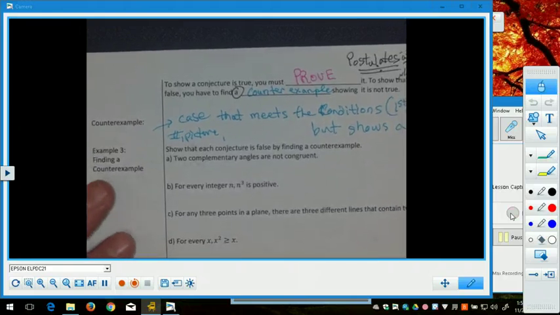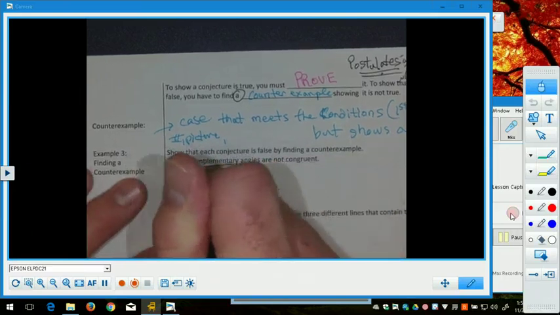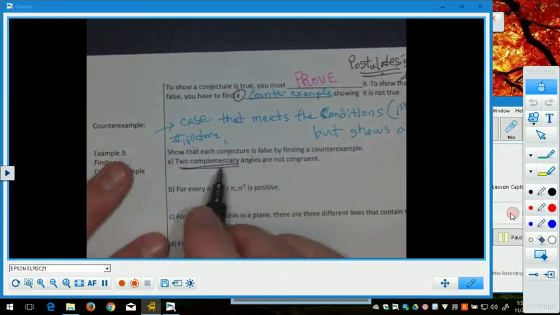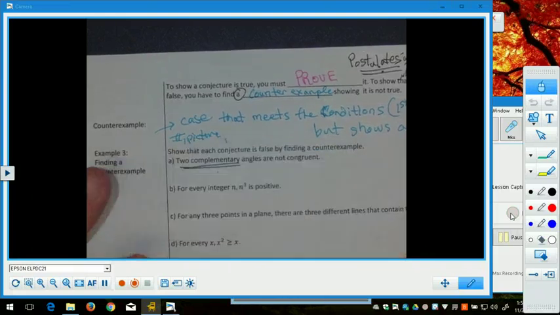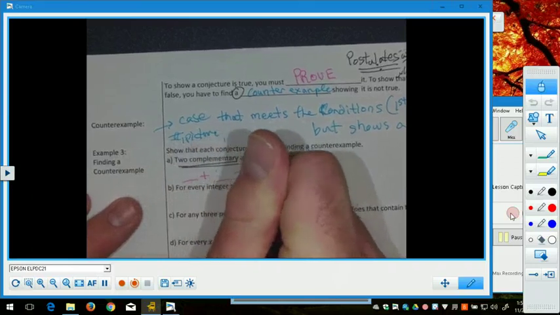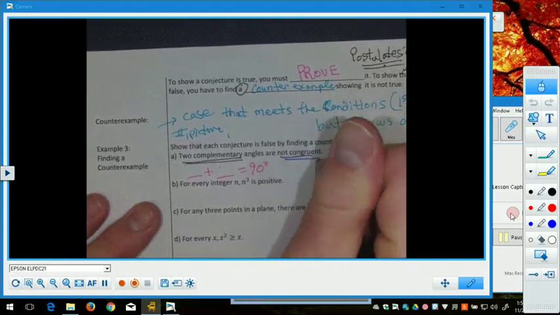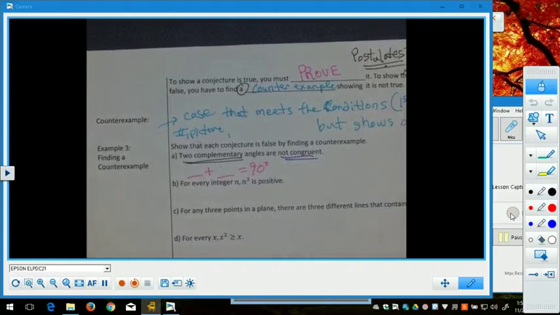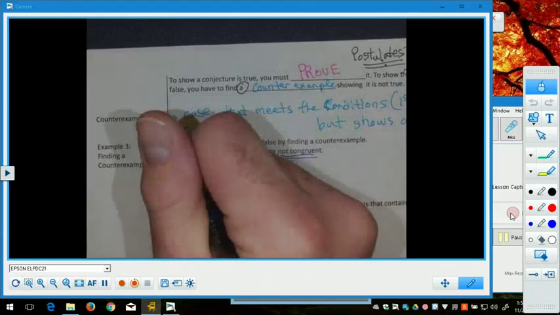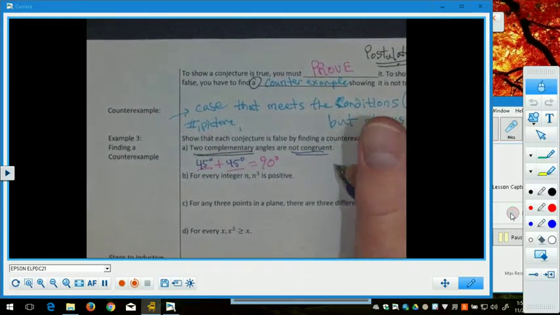Two complementary angles are not congruent. So the condition is the first part. What I'm going to find for my counterexample has to be complementary angles. So my angles, whatever I pick, they better add up to 90. If they don't, then it's not a counterexample. But they're saying that they're not congruent. If I'm going to prove this false, I need to find something that would actually be congruent. Well, most of you already know what it is, right? 45-degree angles, 90 split in half, 45 and 45. We could have two 45-degree angles.